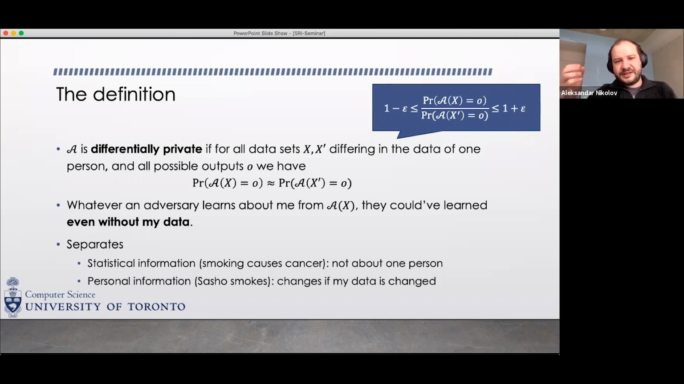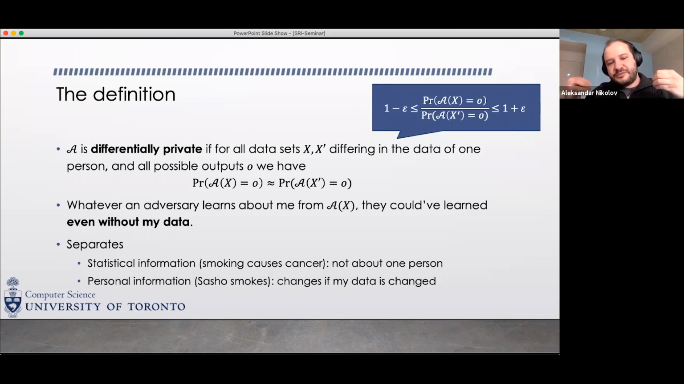And this is the kind of thing that a differential private algorithm will be able to discover from the data, because this is the kind of thing that's not about a single person. What a differential private algorithm cannot discover from the data is information that is really tied to a single person, okay?